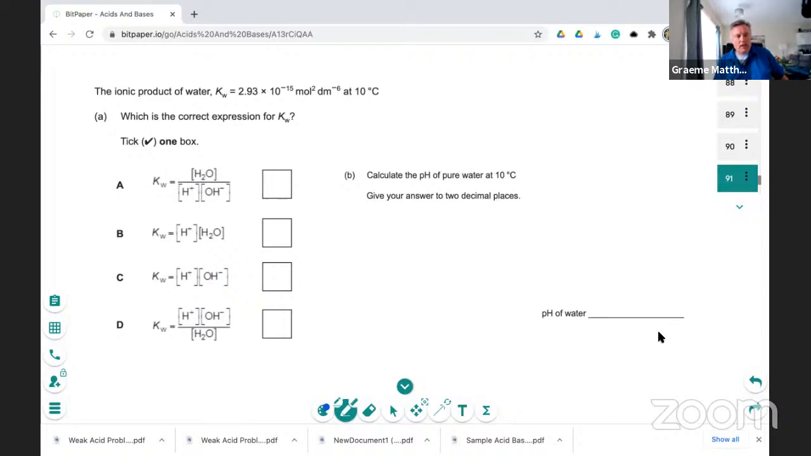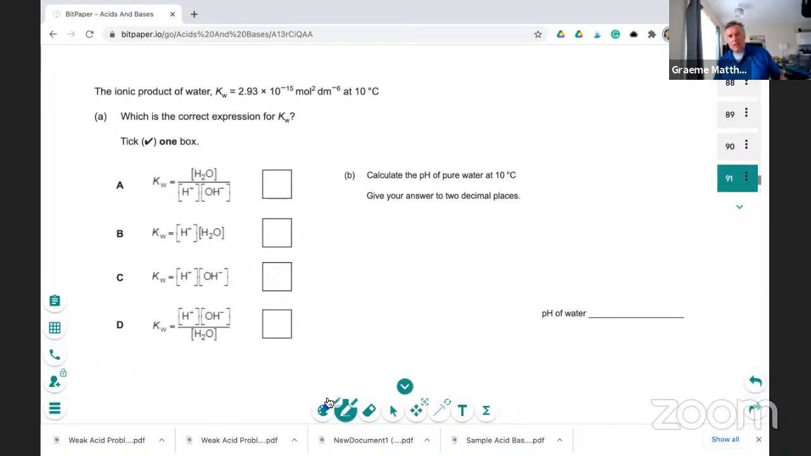Anyway, shameless plug. So it says the ionic product of water Kw is 2.93 times 10 to the minus 15 at 10 degrees C. And what they're asking for is, what's the correct expression for Kw? Down here, I tried to get as many questions as I could onto the page. And so Kw, the ion product of water, well, isn't it always what this one is referencing.